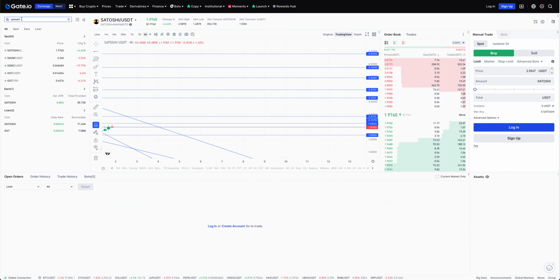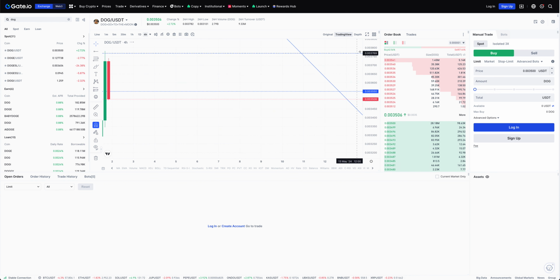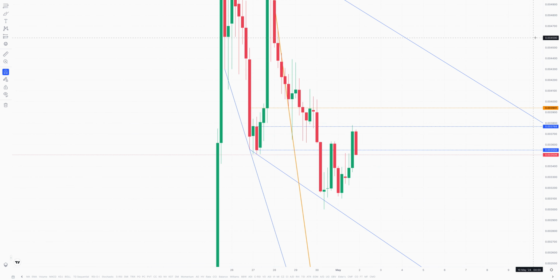So we're going to go to Dogecoin next. And please, guys, these are the same levels I had marked since the last update. I'm not just marking them beforehand, so I'm not manipulating anything here.